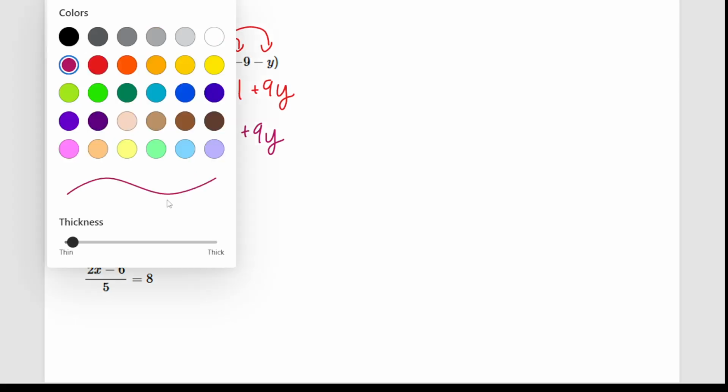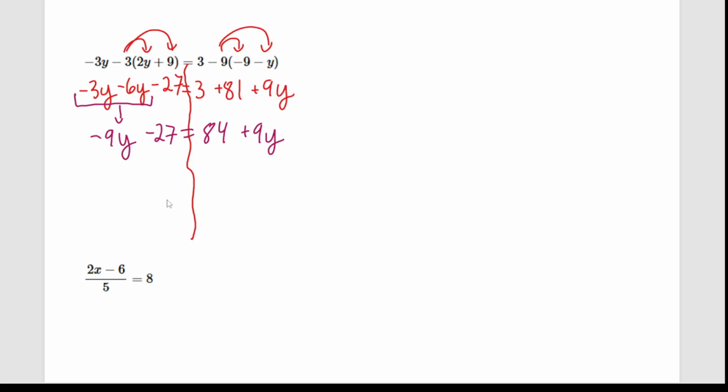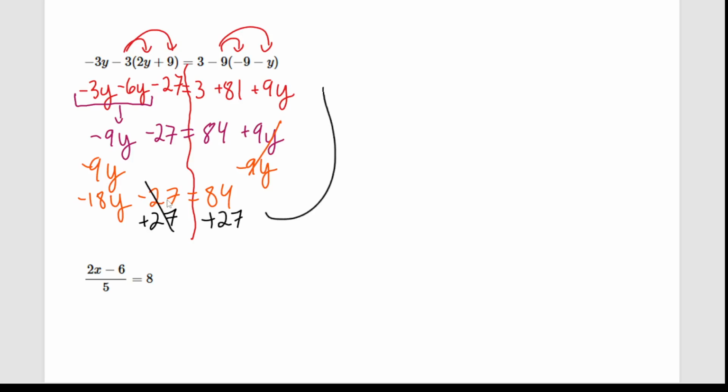I'm going to go ahead and just choose to move my y's to the left-hand side. It doesn't technically matter. So I'm going to undo adding positive 9y by subtracting 9y on both sides. Positive 9y minus 9y makes 0. -18y minus 27 is equal to 84. Then I'm going to want to undo subtracting 27, so I'm going to add 27 to both sides. Draw that up here, so we have -18y is equal to 84 plus 27 is going to get us 111, carry the 1, so that'd be 111.